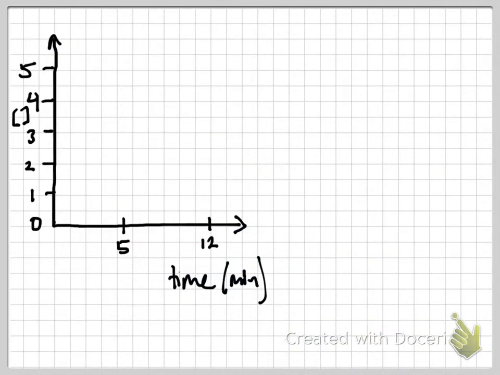What I want you to do now is to draw this axis for a graph. Note on the left-hand side we have molar concentration between 0 and 5 and time in minutes on the x-axis.